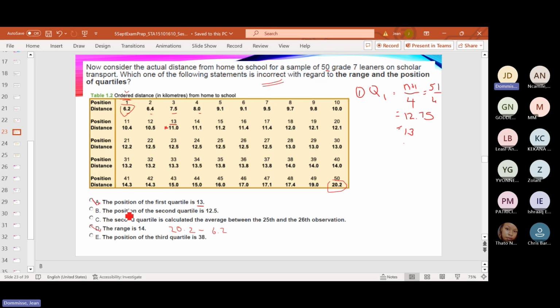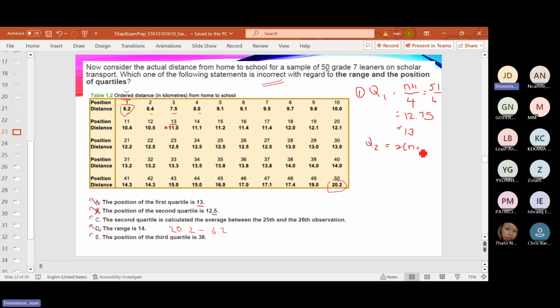Then they tell us the position of a second quartile is 12.5. Okay, so we can just see it's incorrect. If your first quartile is 13, your second quartile can't be 12.5. So it is probably the value of 12.5, but let's quickly check.